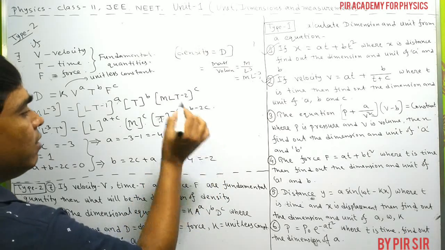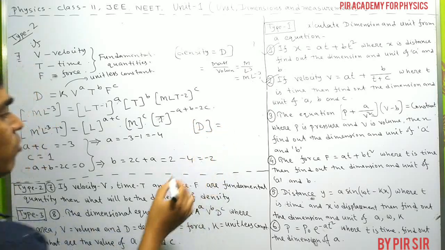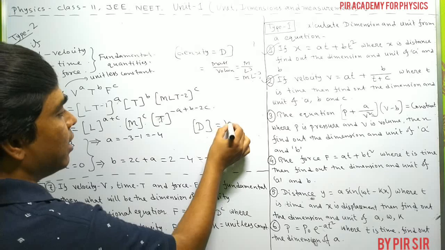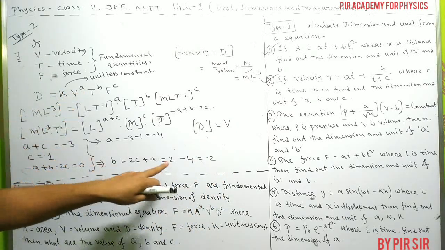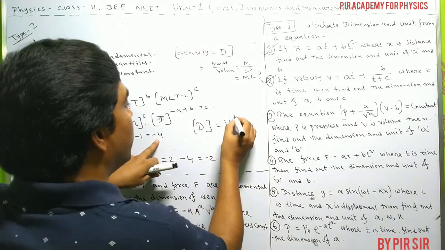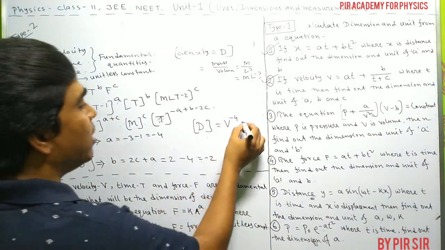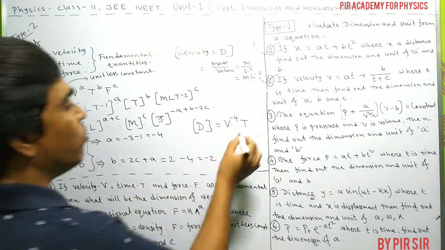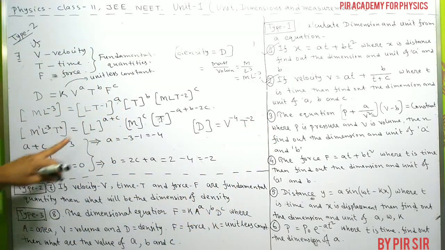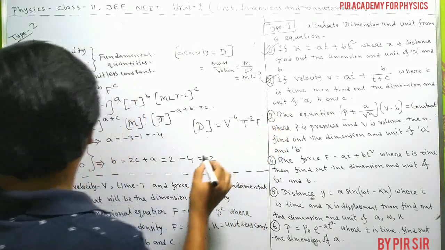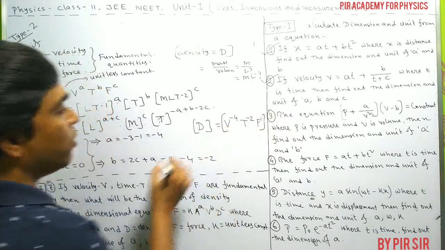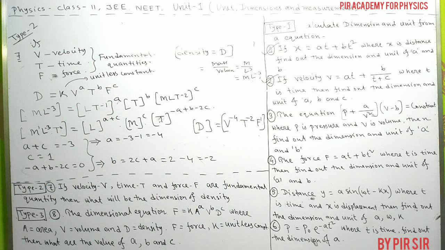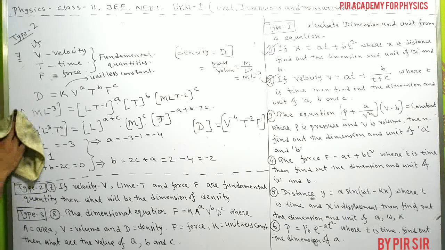That means the dimension of density equals V to the power A, that is V to the power minus 4, T to the power B, that is minus 2, and F to the power C, that is F to the power 1, only F. This is the dimension of density in terms of velocity, time and force. This is the problem.